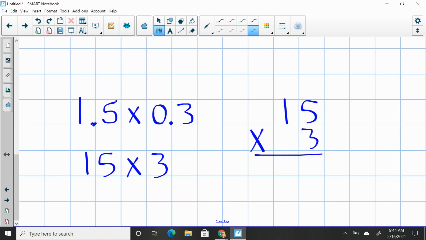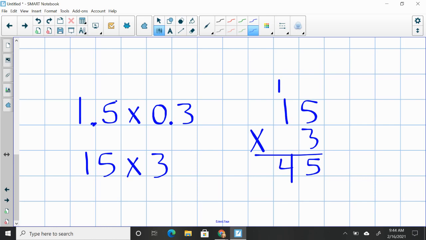So I've got 15 times 3. If you know 15 times 3, that's great. But if you don't, you can work it out like this. 3 times 5 is 15. I'm going to carry my 1 over here. 3 times 1 is 3, plus 1 more is 4. Okay, so 15 times 3 is 45, but that's not what my original problem is.